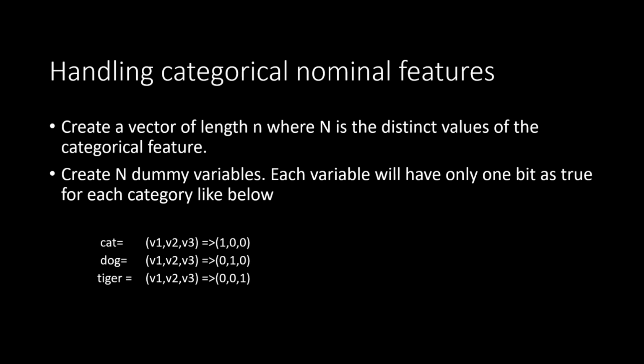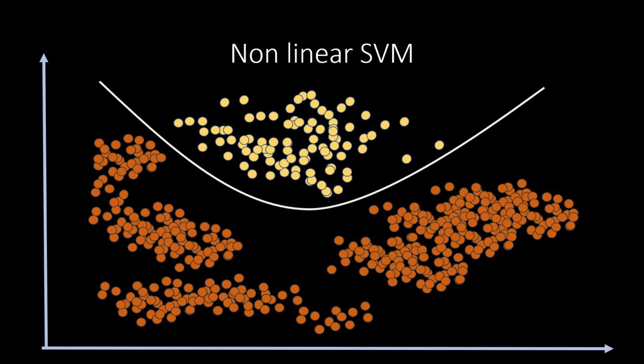One way to achieve this is called the one-versus-all technique, where we create a vector of length n, where n is the number of distinct values of the categorical feature. Then we create n dummy variables. Each variable will have only one bit as true for each category. Like in the example of cat, dog, tiger, n is equal to 3. Now we will create 3 dummy variables called v1, v2, v3. So cat can be encoded as 100, dog can be encoded as 010 and tiger can be encoded as 001.